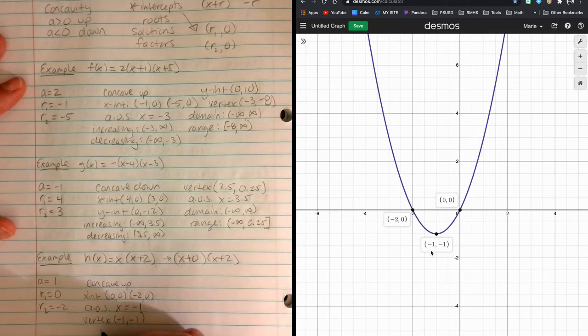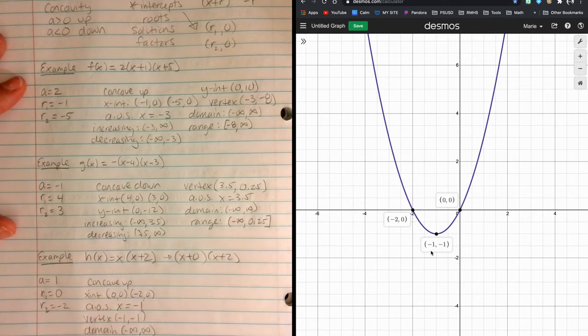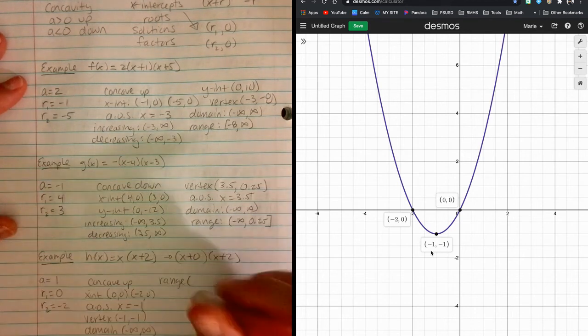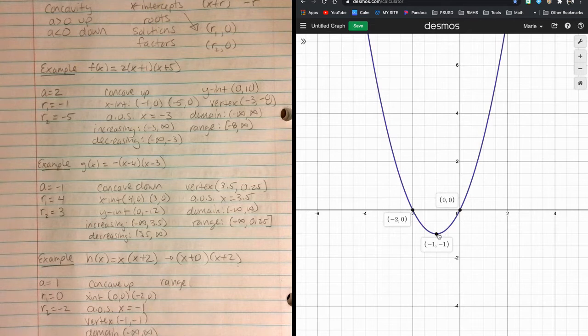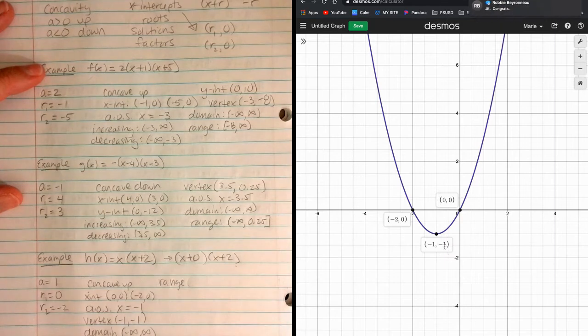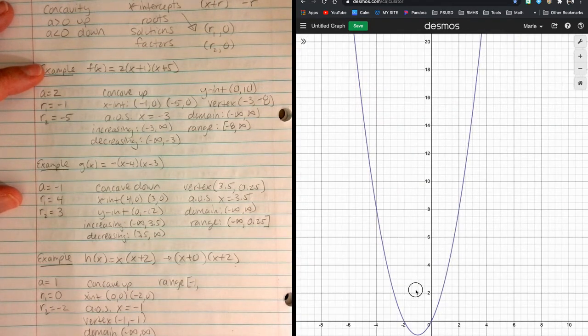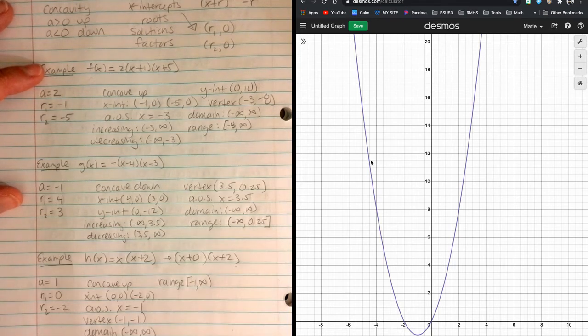And let's do domain. Well, I'm running out of paper here. Domain is, of course, all real numbers. Range, okay, let's think about this. It has a minimum. So if it has a minimum, that means the lowest possible value is negative 1. And this particular value right here is negative 1, so I'm going to include it. So it's negative 1, comma, and it goes to positive infinity. Just like that. Awesome.